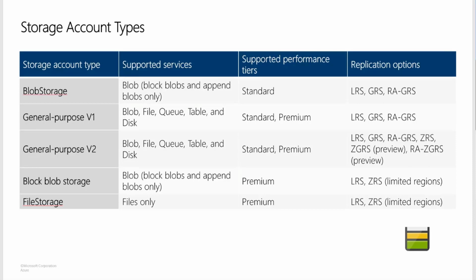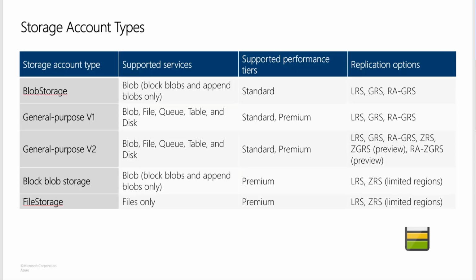So let's talk about the storage account types. So blob storage, GPv1, GPv2, blob storage, and file storage. So these are the different account types, and you can see what are the supported services, what are the supported tiers, and what are the replication offerings.